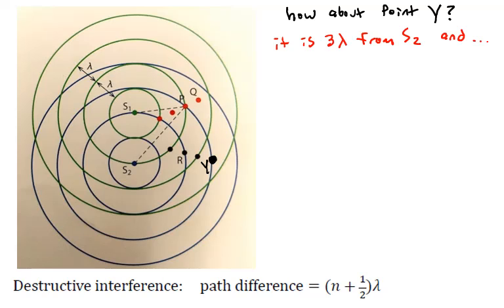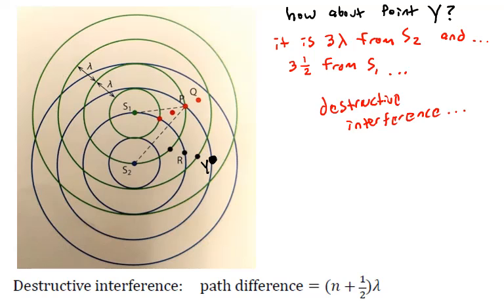Okay. So it's 3 wavelengths from S2. If we look at that, so 1 wavelength, 2 wavelengths, 3 wavelengths, and then from source 1, it's 1 wavelength, 2 wavelengths, 3 wavelengths, 3.5 wavelengths. So it's a 1/2 wavelength difference between them. Therefore, we have destructive interference.